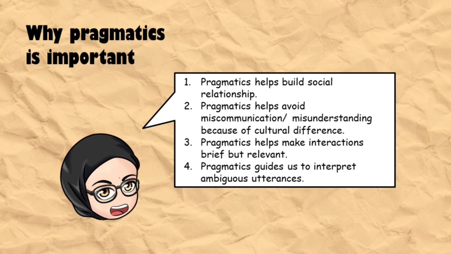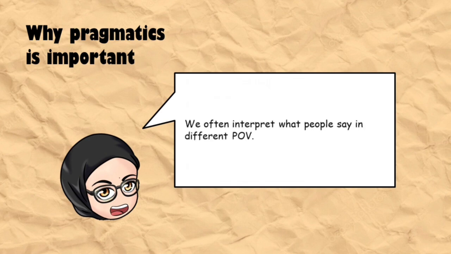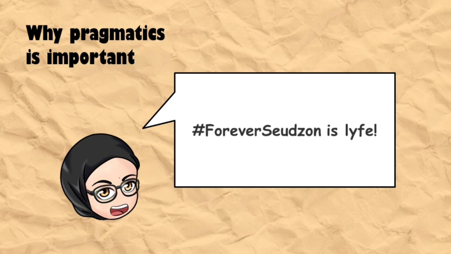Pragmatics can guide us to interpret ambiguous utterances by relating them to the context. There are many times when we interpret what people say from different points of view, right? That's when pragmatics plays a role.